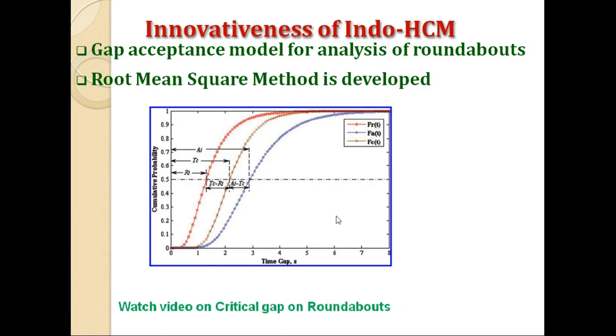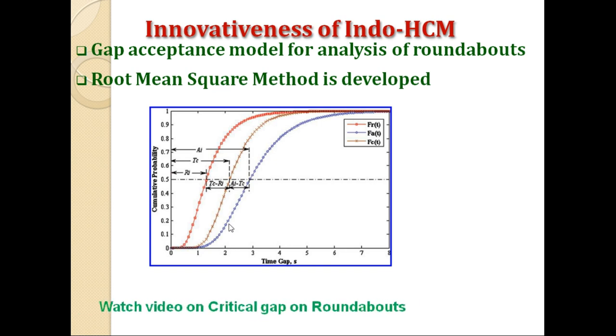Now in case of roundabouts, we considered a new method to find out the critical gap. And this method I have explained again in my another video on critical gap on roundabouts. You can watch that video to have a deeper understanding of the method, but here I would say a root mean square method is developed to determine the critical gap of a vehicle at a roundabout.